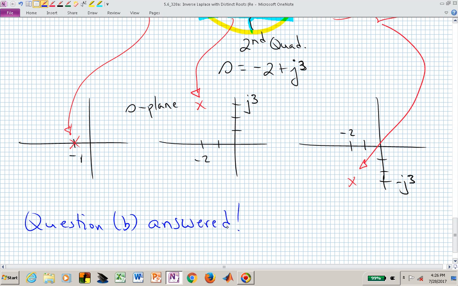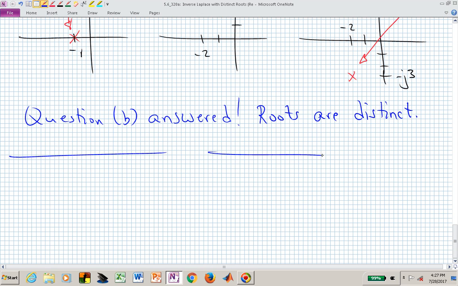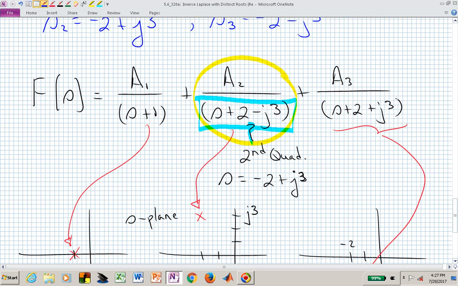Question B, remember, was: are we in the situation where we have distinct roots? In this case, since none of those x's are right on top of each other, our roots are distinct. And now we can find, using whatever strategy we want, the residues or the partial fraction expansion coefficients associated with each of these three expressions by multiplying through by those factors and evaluating at the values of s that cause those factors to vanish.